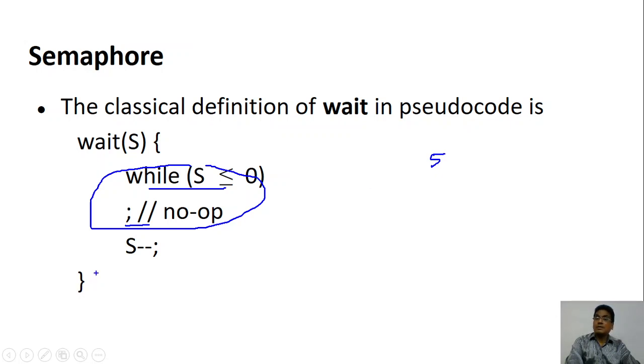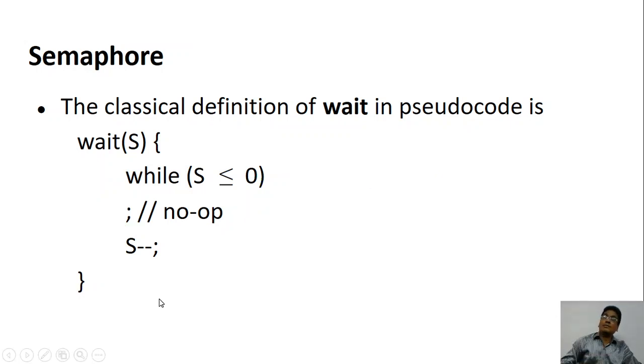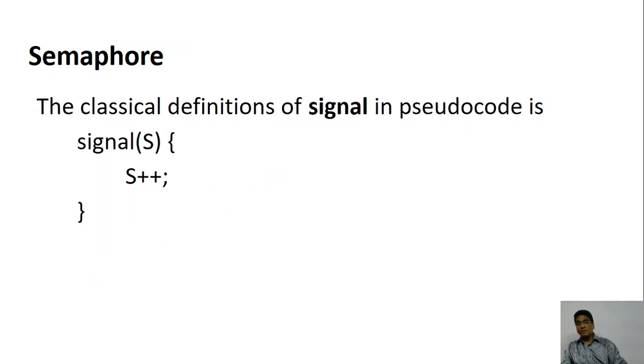You cannot decrement it. In other words, if the S value is 0 or negative, you will wait. If the S value is positive, then you will not wait, but you will reduce the value. Simple as that. So you are waiting when S is either 0 or negative. Otherwise, you don't wait.